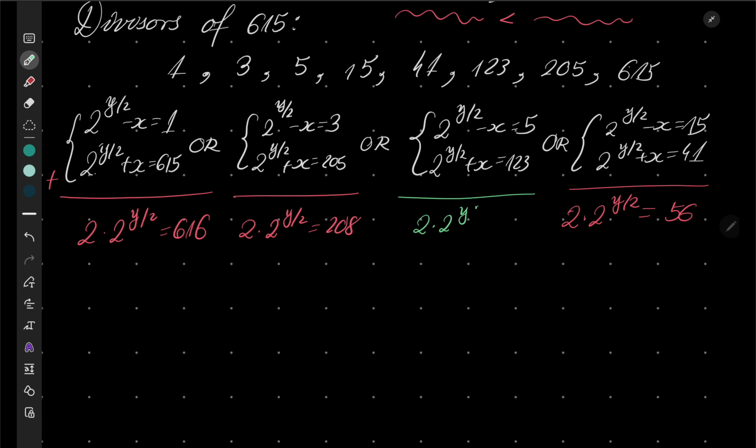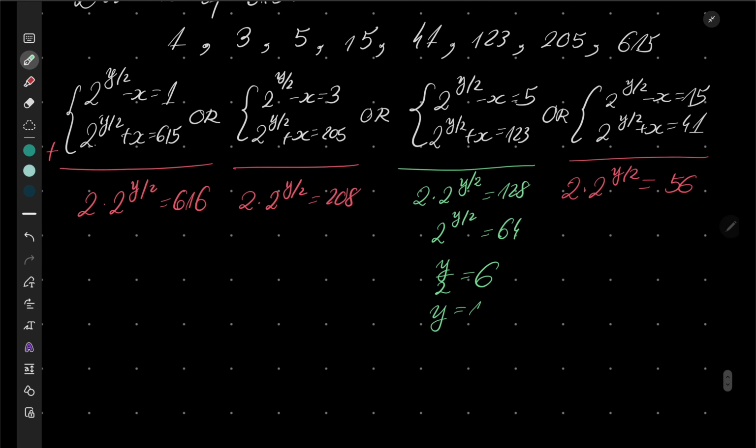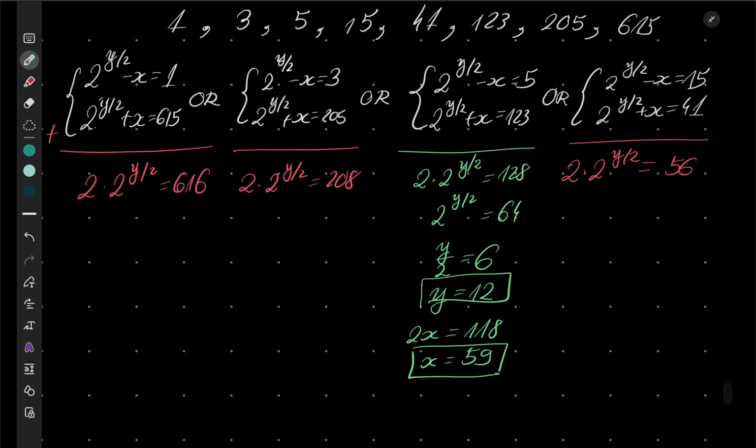After adding these equations together, we get 128, so 2 to the power y over 2 equals 64, so y over 2 equals 6, because 2 to the power of 6 equals 64. So y is 12. And what is x? X can be found by subtracting these equations. So 2x equals, after subtraction, 118, so x equals 59. Okay, so in fact we get a pair of solutions, 59 and 12. But remember, x can also be negative. So minus 59 and 12 is also a suitable pair of solutions.